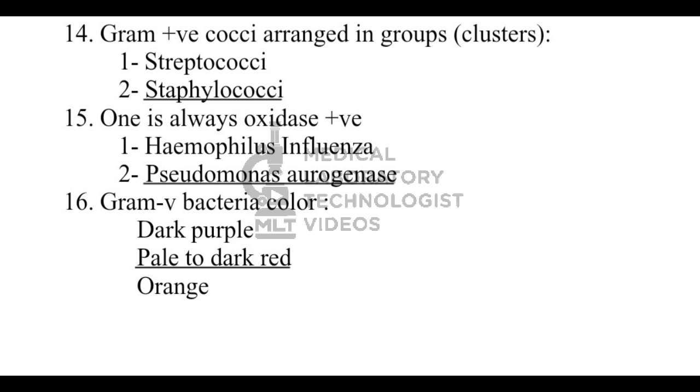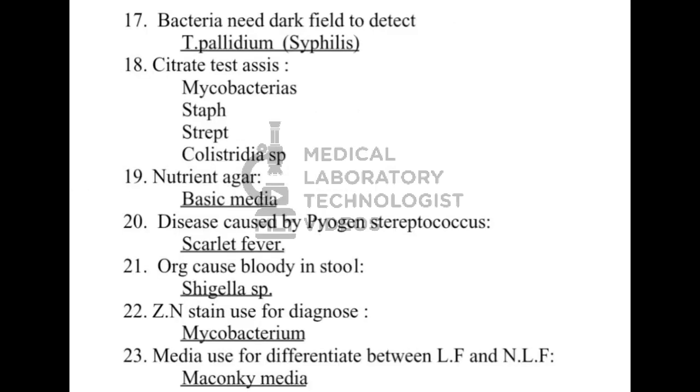When you use gram stain, in microscopy gram negative bacteria will show which color? Options: dark purple, pale to dark red, orange, and the answer is pale to dark red. Gram positive bacteria will show purple color, but gram negative bacteria after gram staining will show dark red or pale to dark red color.